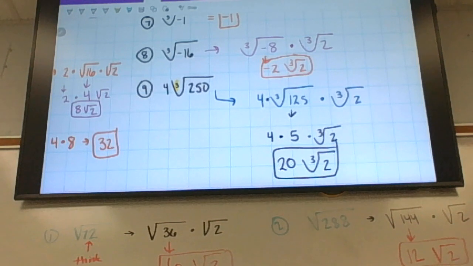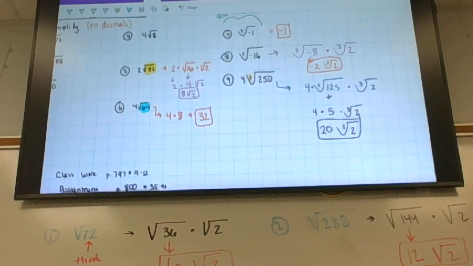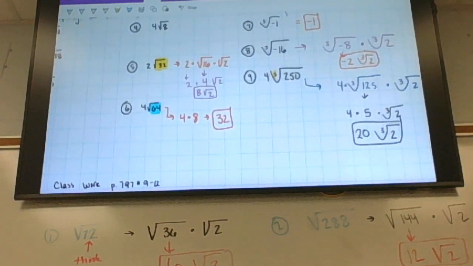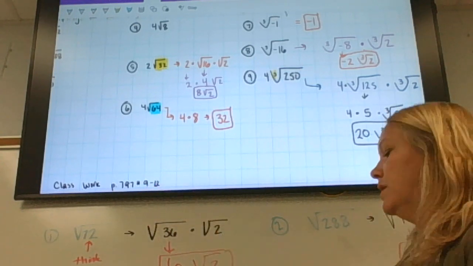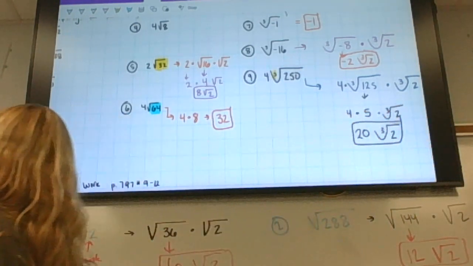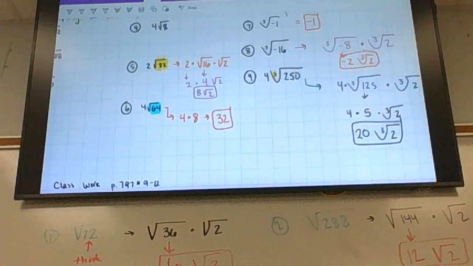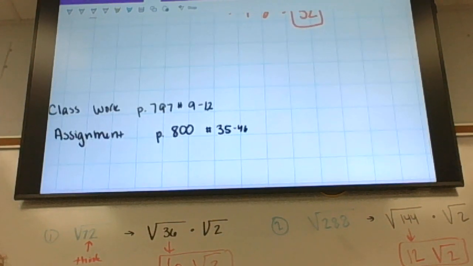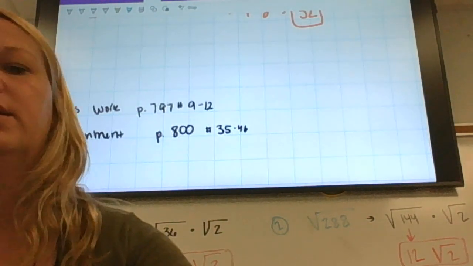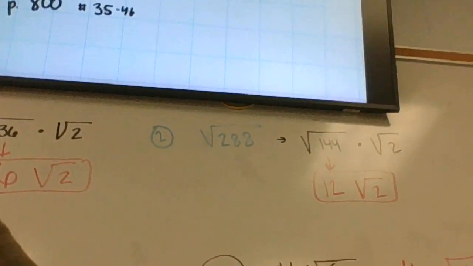So this was actually Friday's lesson, but we didn't really get into it. We mostly did the list, and then there was an assignment on Big Ideas Math. We're in that same section. So right now I want you to go to page 797, 9 through 12. That's classwork. The assignments are on Big Ideas Math. If you want to start logging in, you can, because you know it's going to take a while.